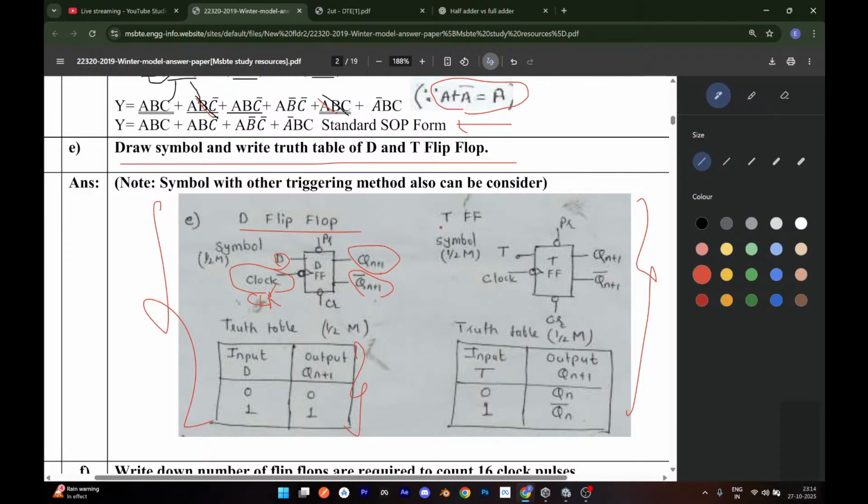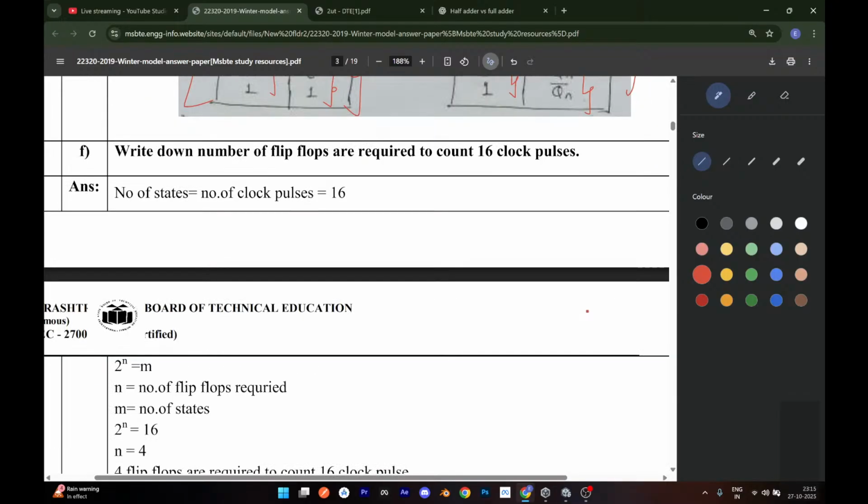What is our main thing? D flip flop, and here it is a T flip flop. Okay, so this is D and this is T flip flop. Everything is the same, just as we can see the input and output are a bit different here. Okay, now we'll move to the next.